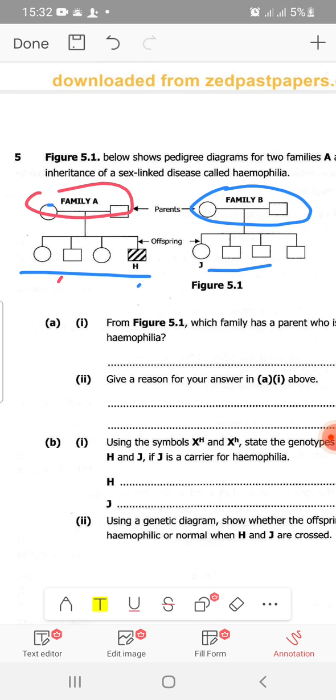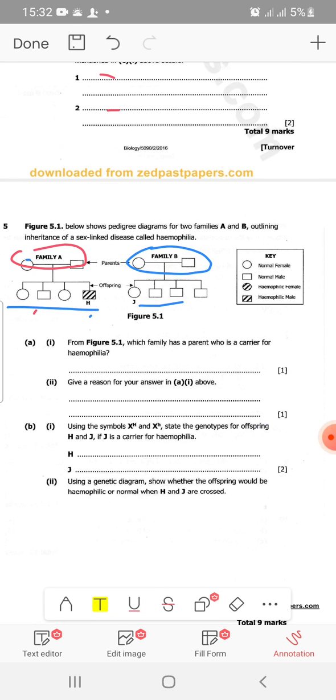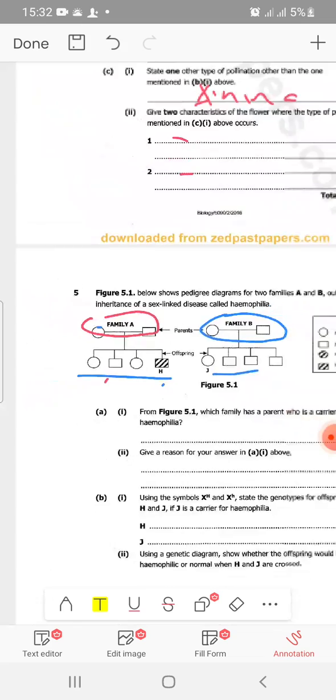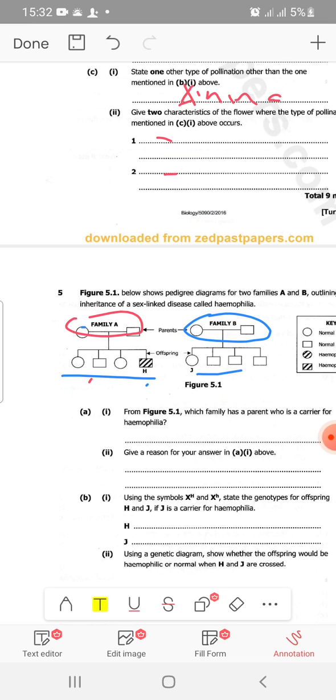Now the questions follow. Question A, 1. From 5.1, which family has a parent who is a carrier for hemophilia? Family A has a parent who is a carrier. Now, why have we said this? It's because when these two crossed, one of their children had hemophilia, meaning that one of these parents was a carrier.